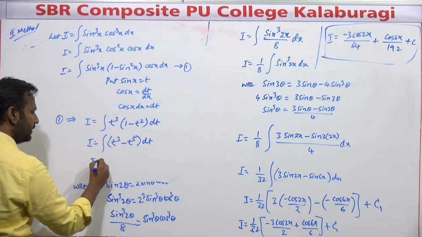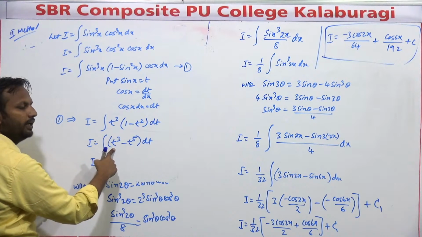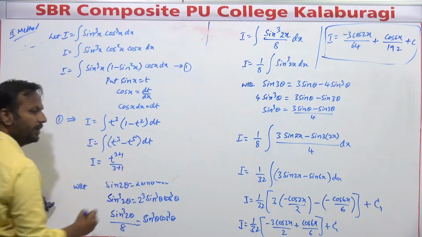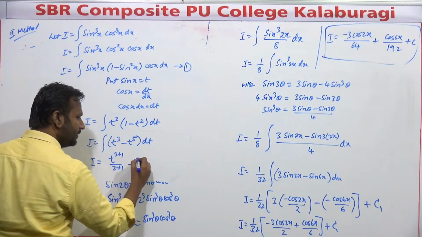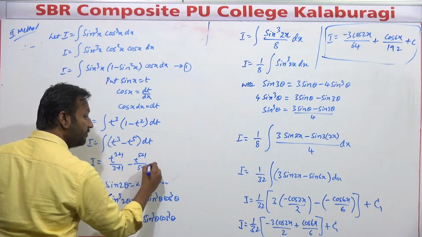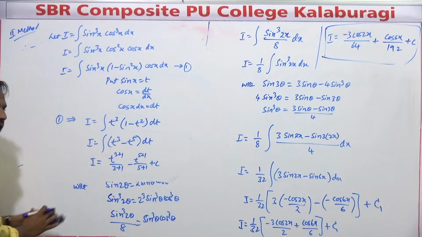Further you integrate. What is it? The integration of t raised to 3 is t raised to 3 plus 1 by 3 plus 1. This is the x raised to n formula; you must know all these things. For t raised to 5, the formula gives t raised to 5 plus 1 by 5 plus 1. You know the x raised to n formula already, so I have written it directly.